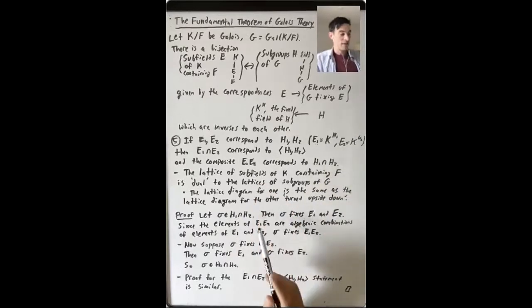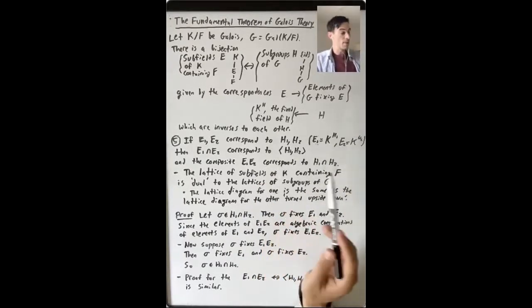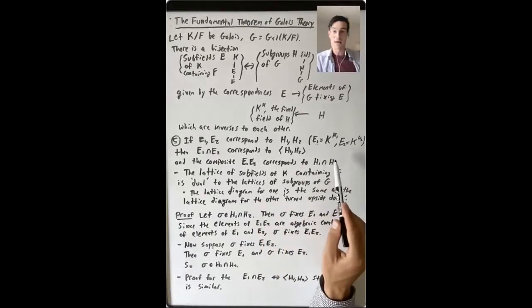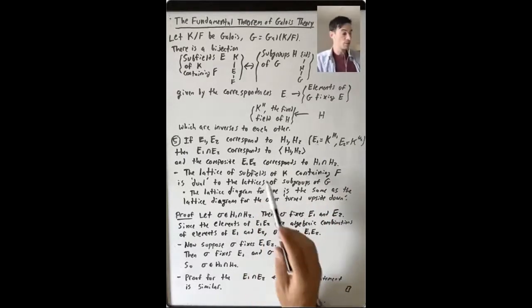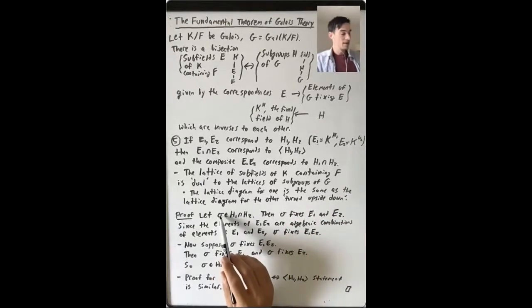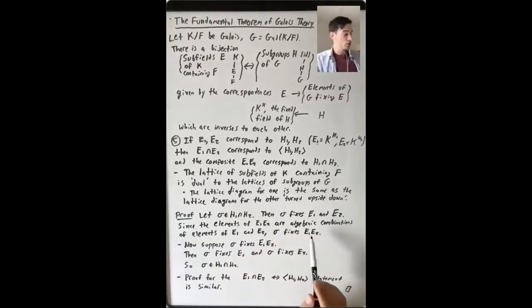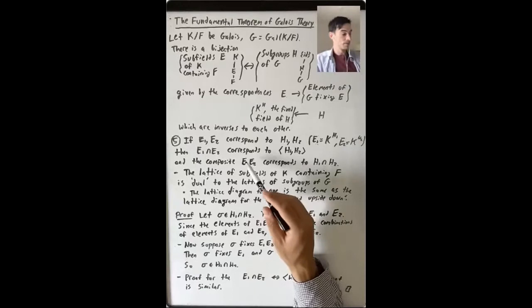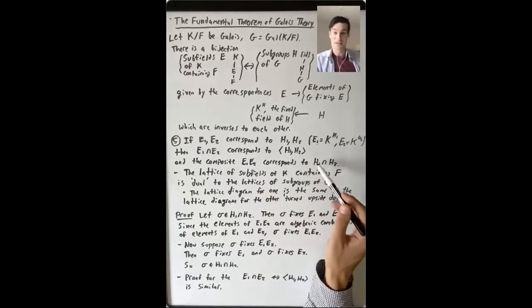So let's prove this statement. Really, we're going to prove part of it, and I'll leave the other part as an exercise. Let's prove this part about how the composite field corresponds to the intersection of subgroups. And we'll just prove this by first taking an element in the intersection and showing that it fixes the composite. Then we'll take an element that fixes the composite, and we'll show that it's in the intersection. So we're going to prove that the composite is the fixed field of the subgroup H1 intersect H2 by showing inclusion both ways.